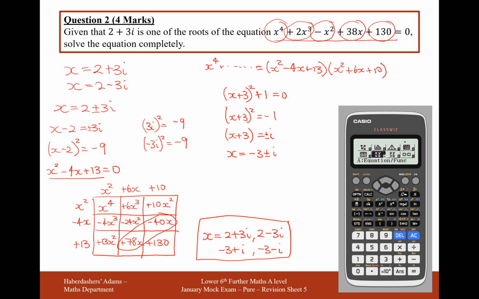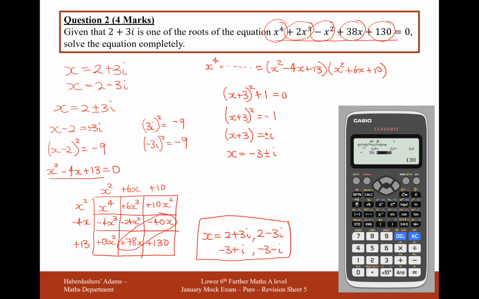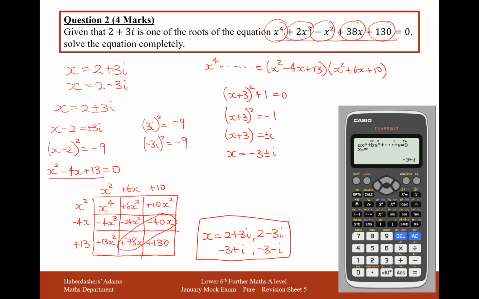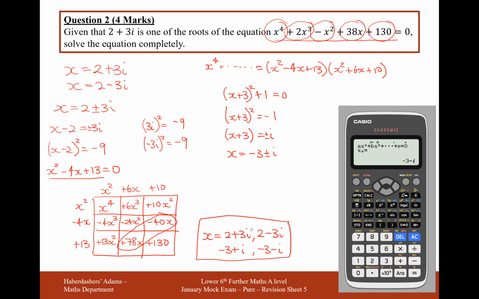And you can always check this answer by clicking the menu button, scrolling down to option number A. Click 4 for a degree of polynomial 4. Enter your coefficients in your quartic equation. Press enter and scroll through the solutions, and you should get every solution that we have here. Okay, so that's how you can always check your answers with these types of questions. That's 4 marks for that question.